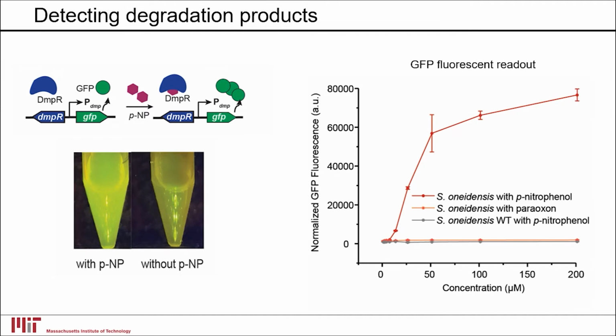We can see on the right that we were able to put this circuit into cells, in this case Shewanella oneidensis, and as we looked at GFP fluorescence, we can see that it's specific to this PNP. If we look at it with paraoxon, the starting pesticide, or if we take wild-type non-engineered cells and look at them with this PNP, we see no fluorescence. The problem with fluorescence is it's very difficult to get a quantitative readout without hundreds of thousands of dollars of equipment.